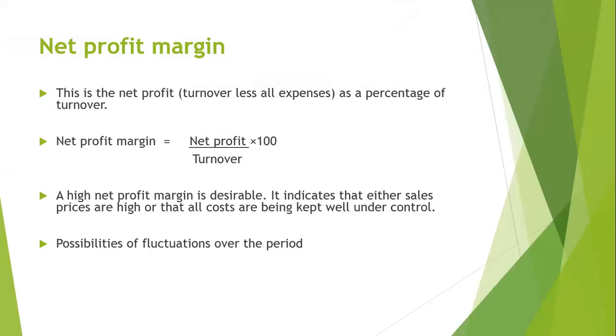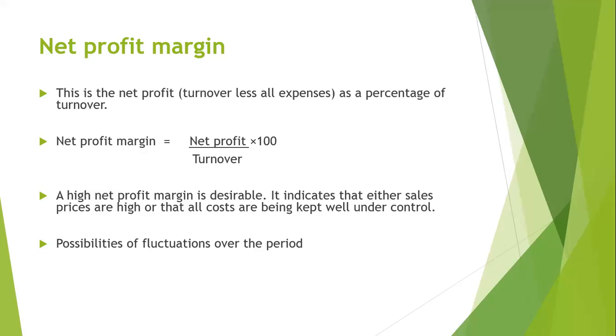Then you come to the next important one. It's about the net profit margin. Simply the net profit divided by the turnover or the sales. Again, a high net profit margin is desirable. You prefer to see a higher net profit. It indicates that either sales prices are high or that all costs are being kept well under control. So it is as simple as that. If your sales prices are high, yes, it can result in a good profit margin. Or even if you are keeping your costs under control. So if your costs are less, yes, that could also mean a high profit margin.